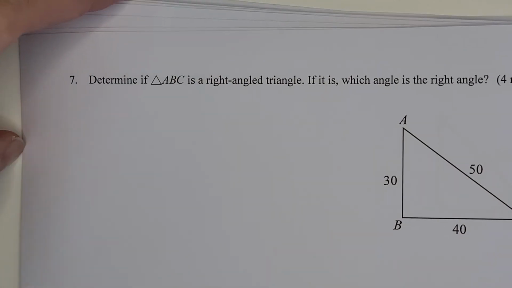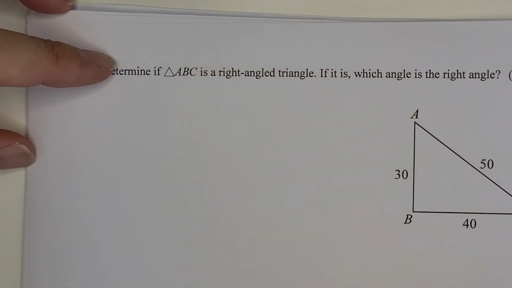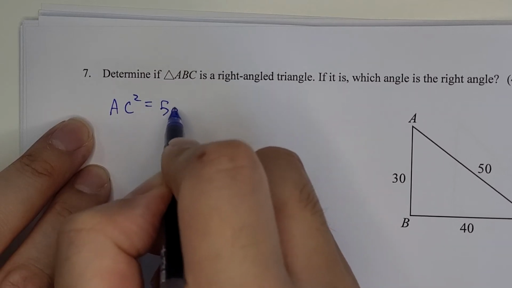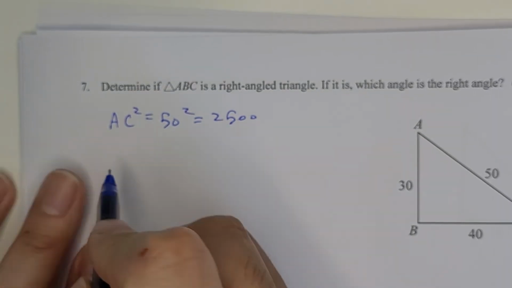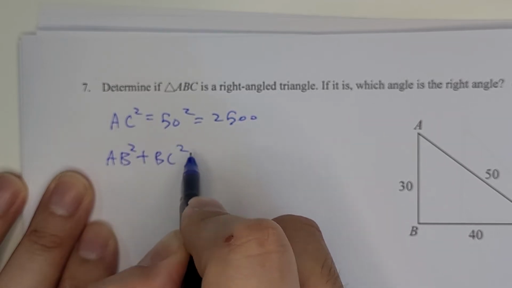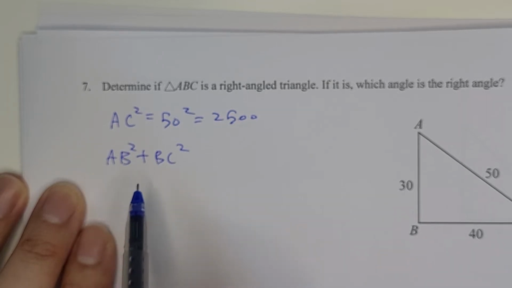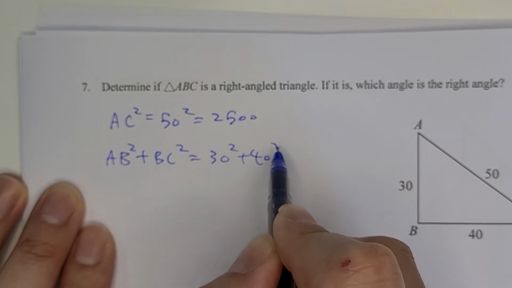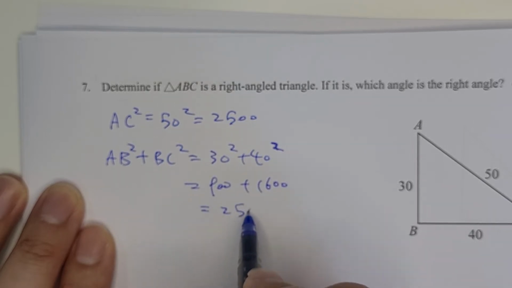Determine if triangle ABC is a right angled triangle. Again, take the longest side first, that's 50. So we check 50 alone. AC squared, that is 50 squared, equals 2,500. And for two shorter sides, you need to check the sum of square. You must call AB squared plus BC squared. You must call the name of the side, okay? 30 squared plus 40 squared, that is 900 plus 1,600, that's 2,500.